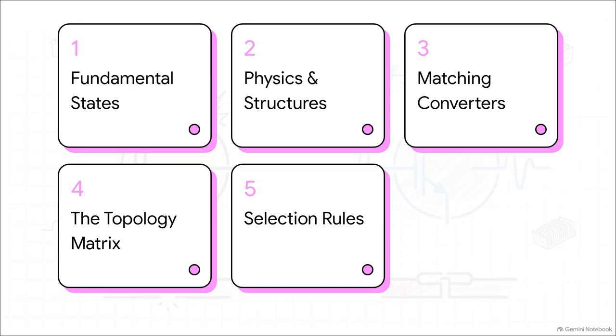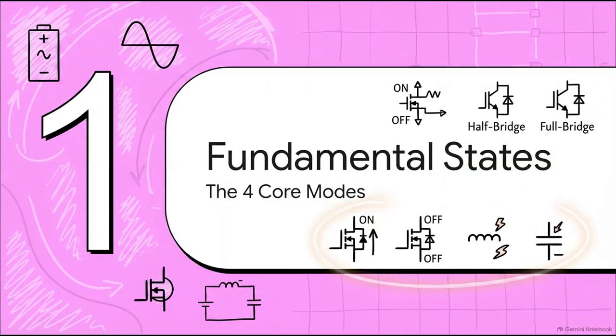We're going to cover 5 main things. First, the 4 fundamental states. Second, switch physics and structures. Third, matching converters to those switches. Fourth, the topology switching matrix. And finally, the essential component selection rules. Section 1, the 4 fundamental states.